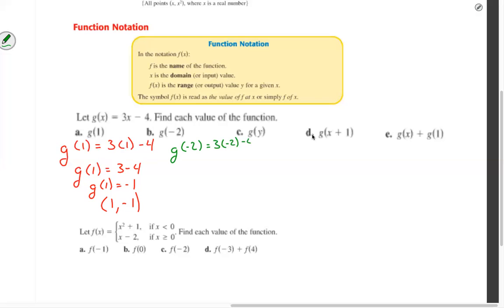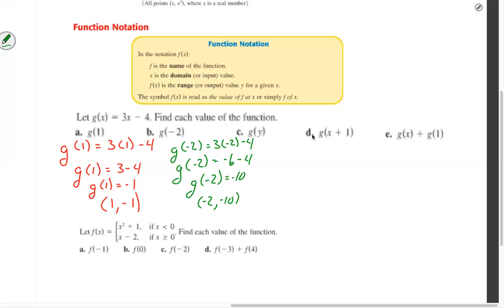So what would we put into our calculator? You don't. This is like in your head. Here, I'm just going to take x and plug negative 2 in for x. Anywhere I see an x, I plug in negative 2. And notice I put it in parentheses as well. So that's negative 6 minus 4. So that corresponds to negative 10. So that's the point (negative 2, negative 10). Right, Mr. Kitchen?